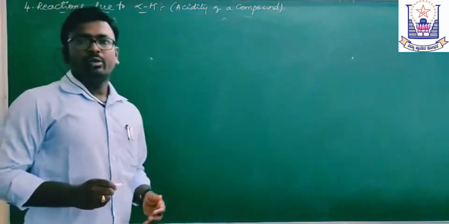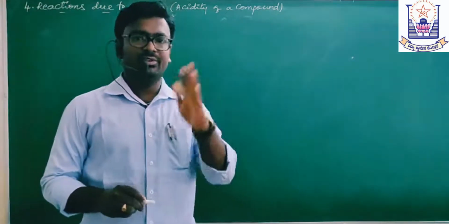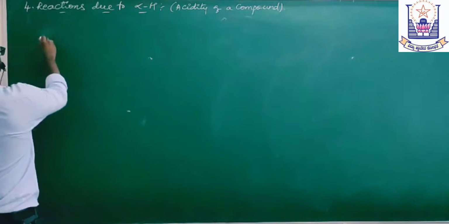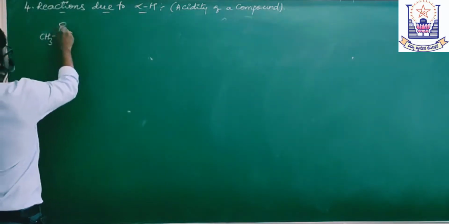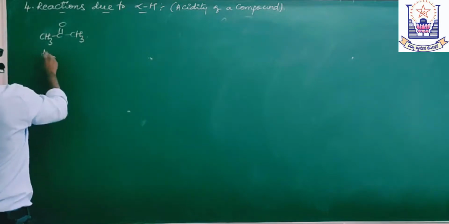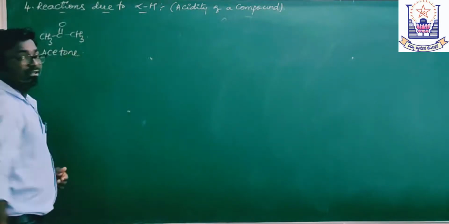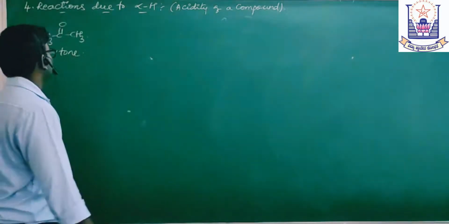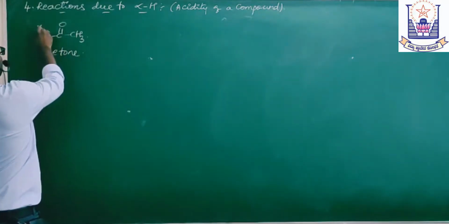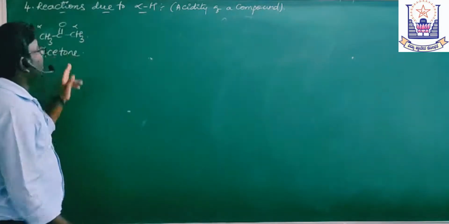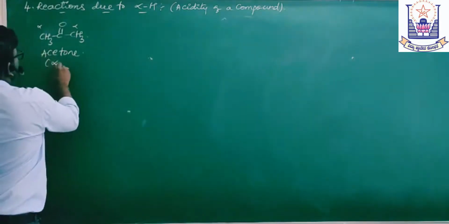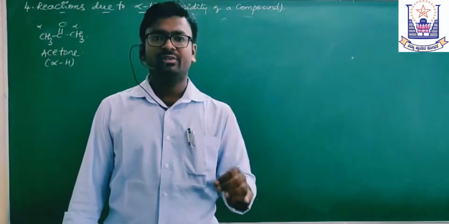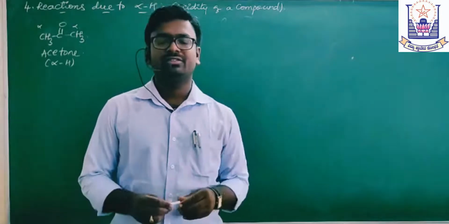Let us consider one more example, for a ketone which is undergoing the aldol condensation. Let us take acetone, CH3 double bond O CH3. This is acetone. Tell me whether it has alpha hydrogen or not. Yes, it has alpha hydrogen. With respect to this carbon, this is alpha carbon, this is also alpha carbon. Both have alpha hydrogens. Then this is the necessary and sufficient condition for a molecule to undergo the aldol condensation.